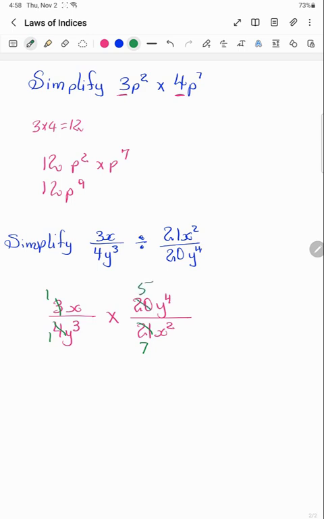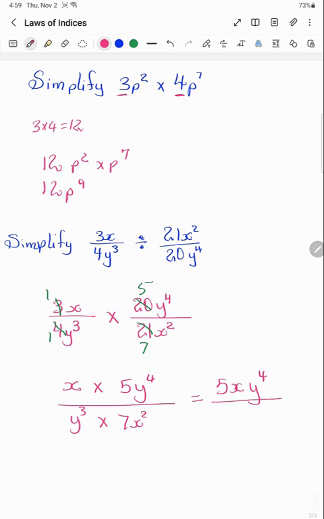So I'm going to rewrite this. We have x multiplied by 5y to the 4th power all over y cubed multiplied by 7x squared. Here's an idea. We're going to combine them. Now I can just multiply the top and I get 5x y to the 4th. Why the x first? Because we keep them in alphabetical order. Then down here we multiply, we get 7x squared y cubed. Unless the bases are the same, we're not going to be adding that 2 and 3.